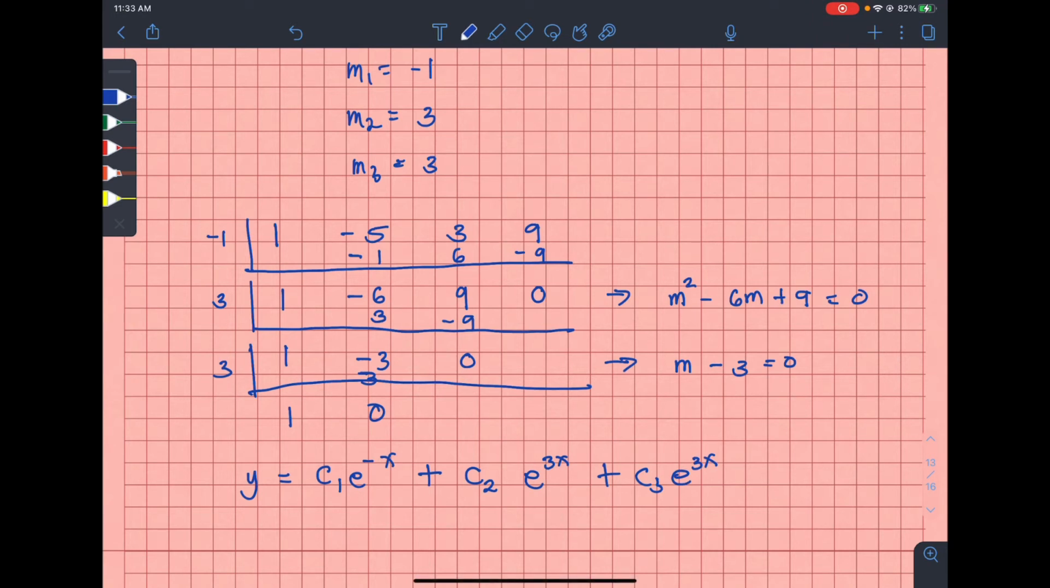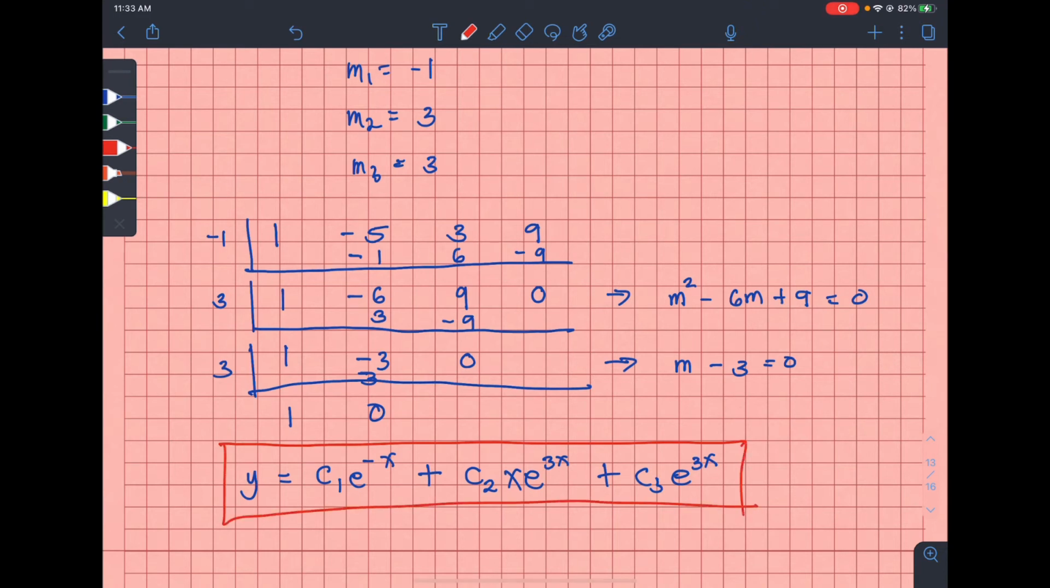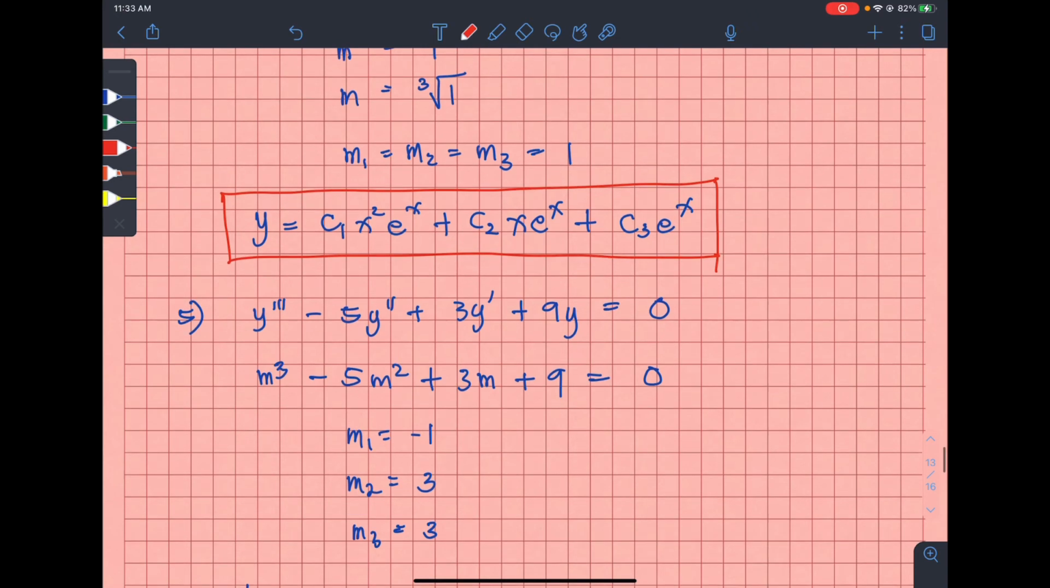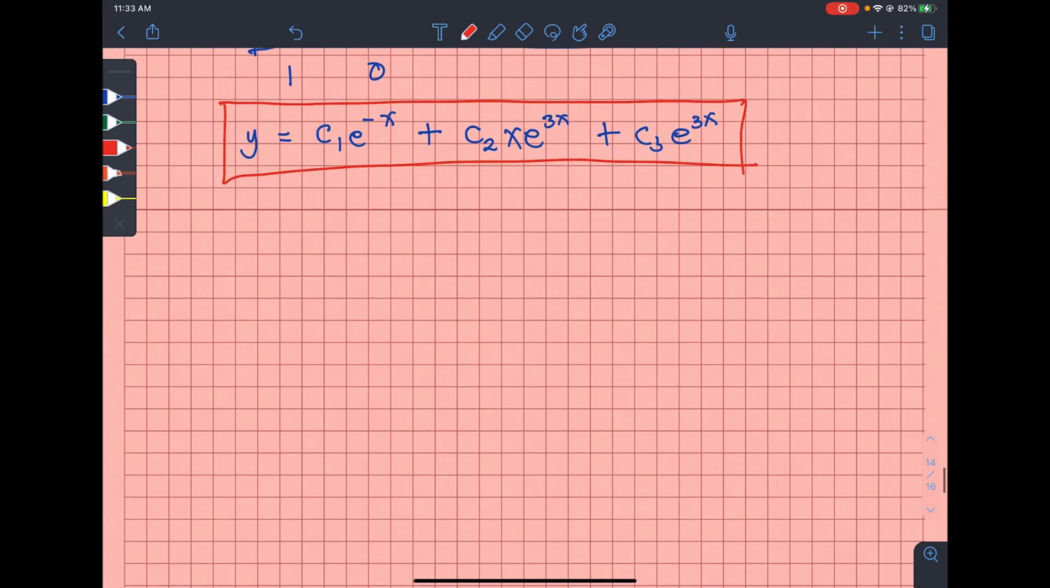So since dalawa yung nag-repeat, dapat ang isa merong x. Tapos yung isa wala. Okay. So that will be our general solution: c sub 1 e raised to negative x plus c sub 2 x e raised to 3x plus c sub 3 e raised to 3x. Okay, so that is for a third order differential equation.